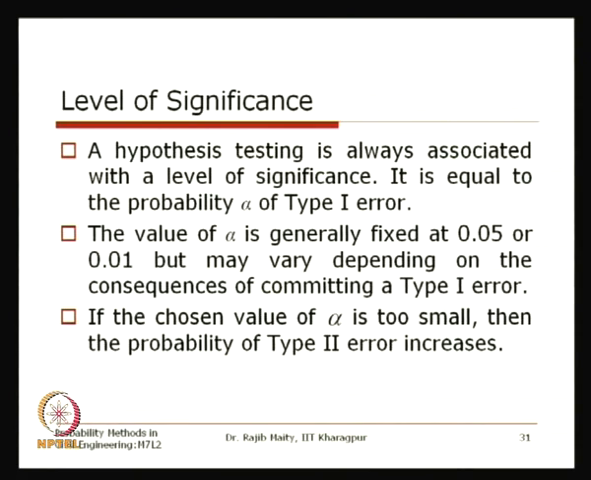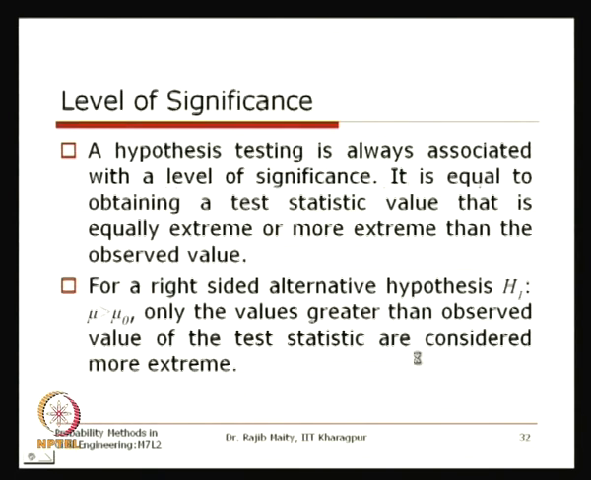Level of significance. A hypothesis test is always associated with a level of significance. It is equal to the probability alpha of the type 1 error. As we have discussed earlier, the value of alpha is generally fixed at 0.05 or 0.01, but may vary depending on the consequence of committing the type 1 error. If the chosen value of alpha is too small, then the probability of type 2 error generally increases.